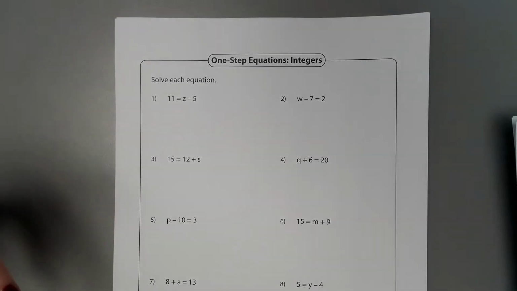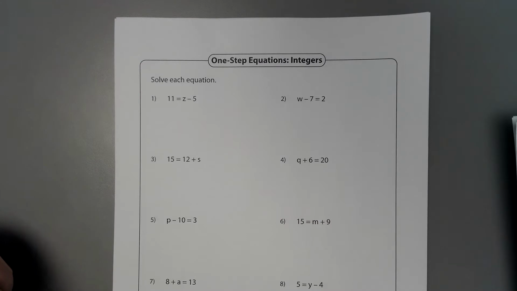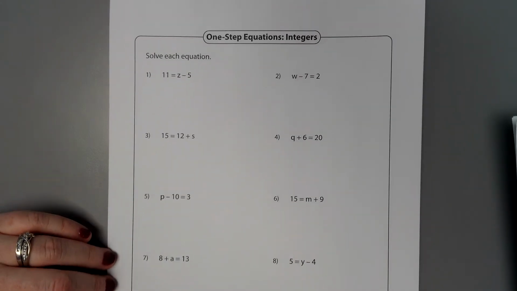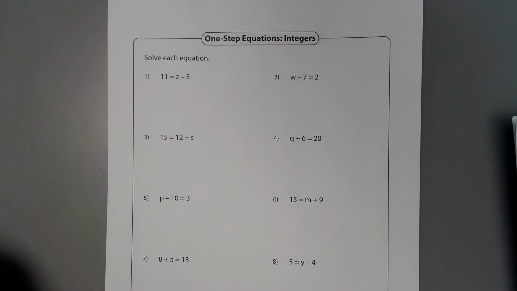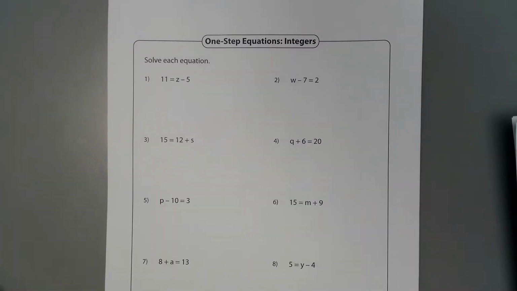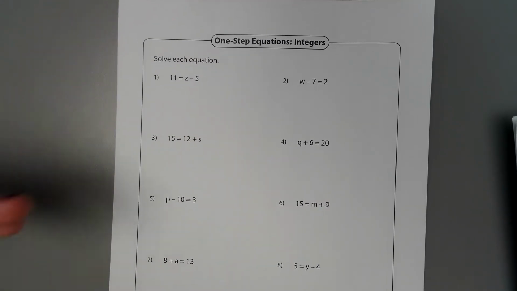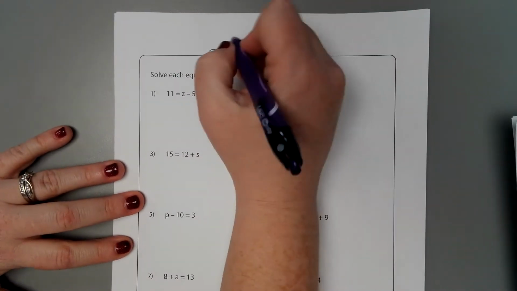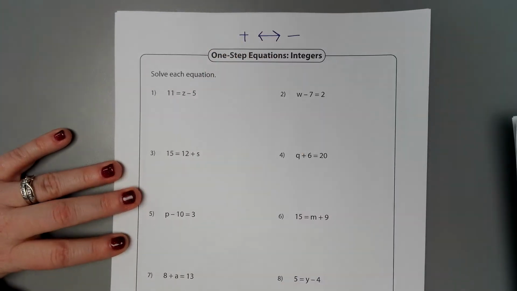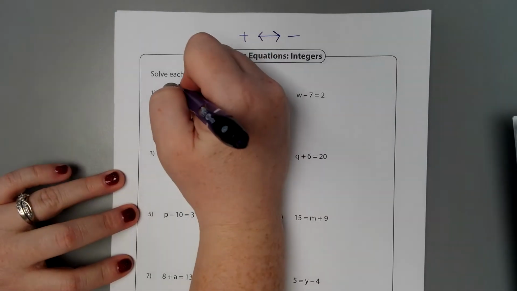Then we have this packet that you're going to be getting. You'll get it on Monday. It will be online, so you have access to it. I'm not going to solve all of them. We're only going to solve a couple together, and then it's your job to do the rest. So I'll do these first 4. This whole page is either adding or subtracting. So this is plus and minus. They are opposites of each other.